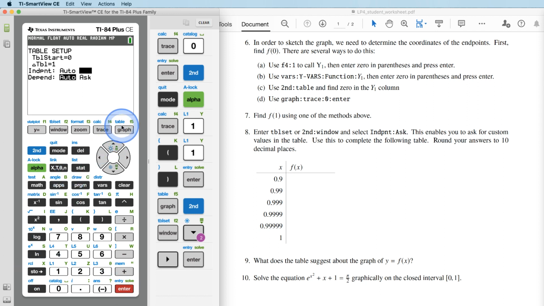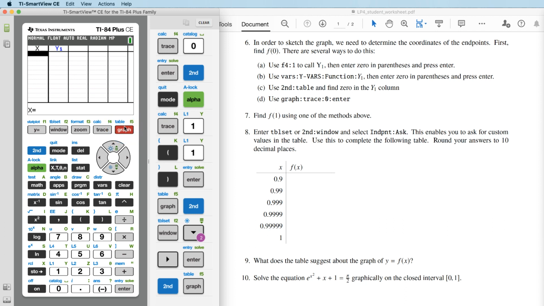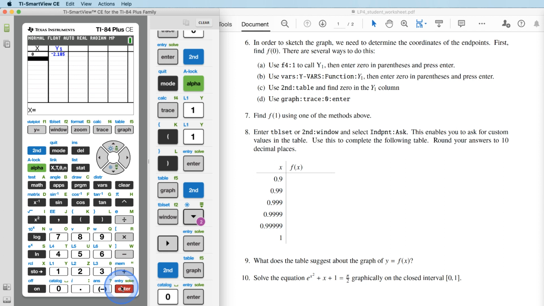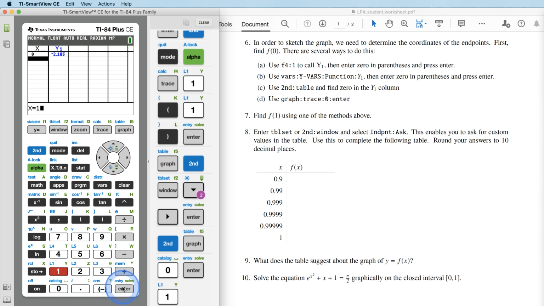Now we're going to go into the table. So second, and then the graph button takes me into my table. Normally when you go into the table and it's on auto, you'll see in the first column 0, 1, 2, 3, 4, 5, 6, 7, 8, 9, 10. You can scroll up and down in your table to get different values. But when you put it on ask, you're not going to see any values displayed there until you actually type them in. So you get to ask for the values you want. If you want f of 0, you would just hit 0, enter, and there's our f of 0. If you want f of 1, you can type in 1 and hit enter, and there's our f of 1.